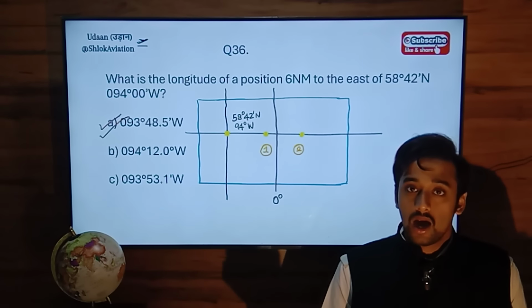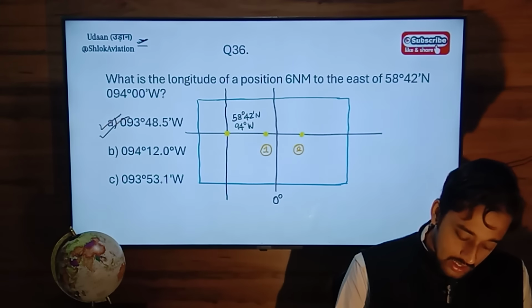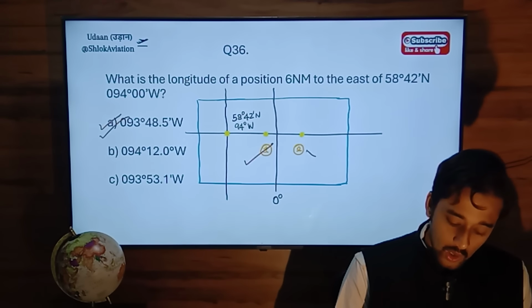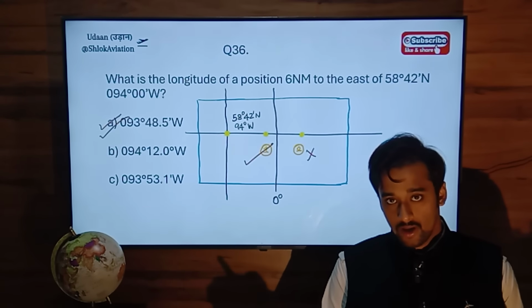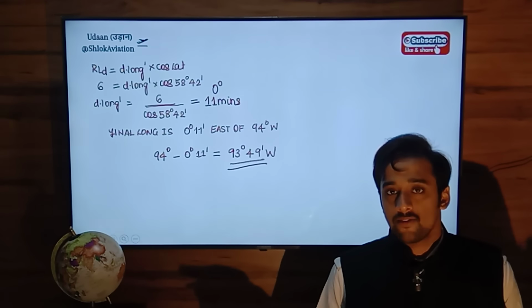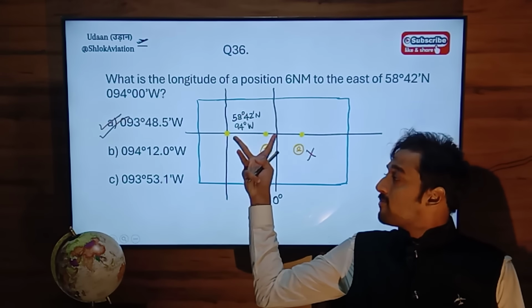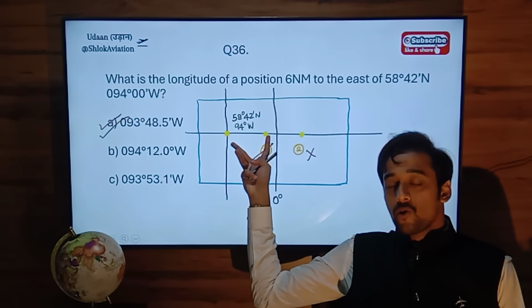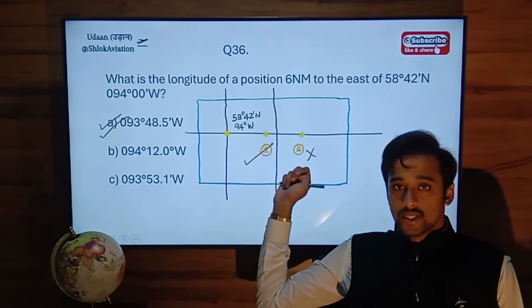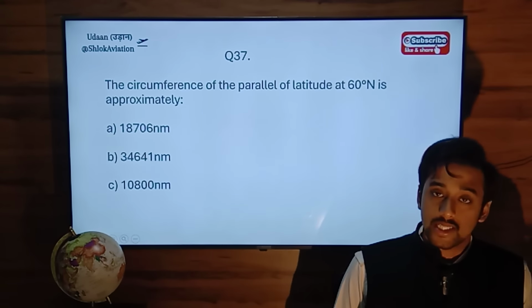Okay, so that means our final longitude, that is our destination, is still in the western hemisphere and not in the eastern hemisphere. Because look at the d long. D long is only 0 degree 11 minutes. It should have been more than 94 degree for the final destination to be in the eastern hemisphere. Let's go to next question, question 37.